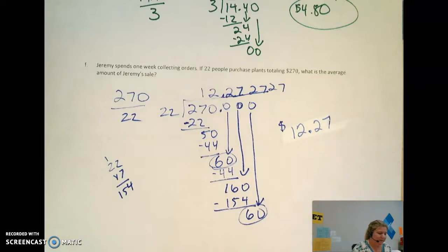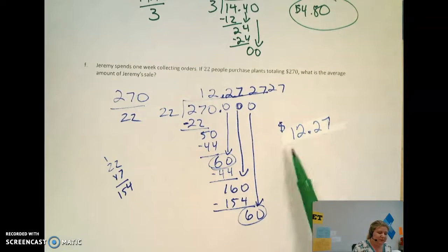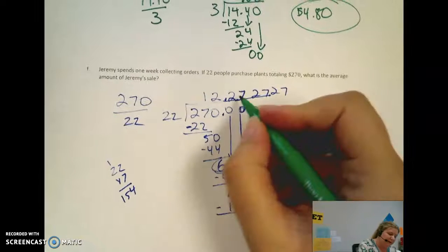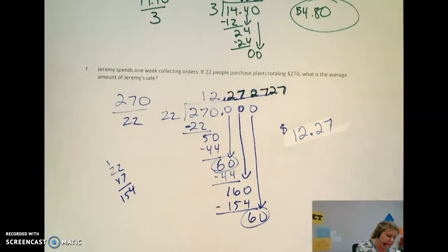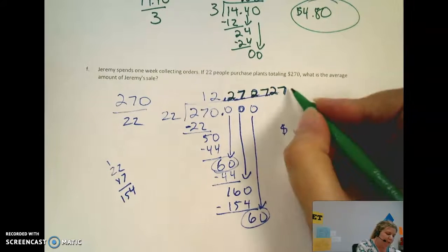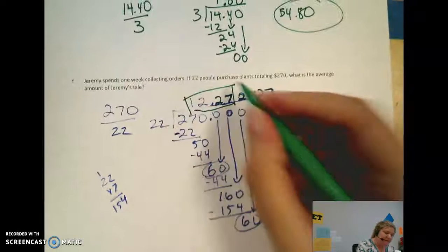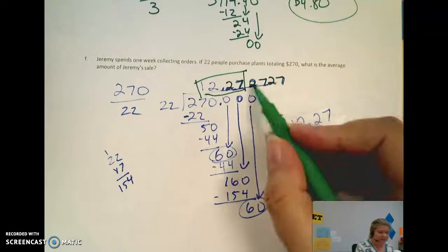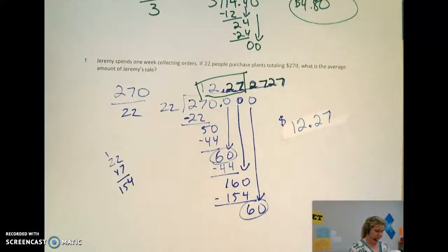So the $270 divided by 22 people averages out to $12.27 per person. This did repeat. I did find that pattern that the 2 and the 7 were repeating. So since it's money, I needed this to either be $12.27 or $12.28, and based on the 2 that followed the 7, I just left it alone at $12.27. Thank you.